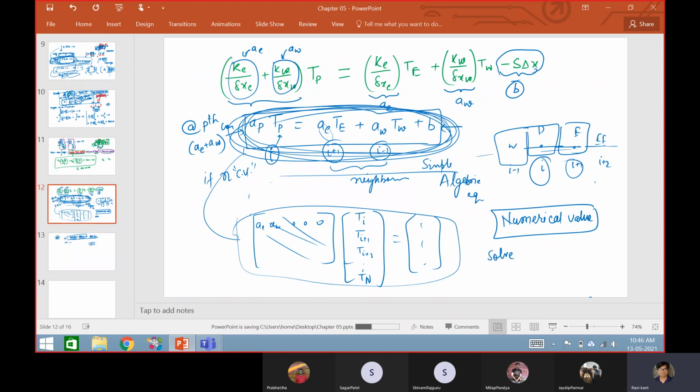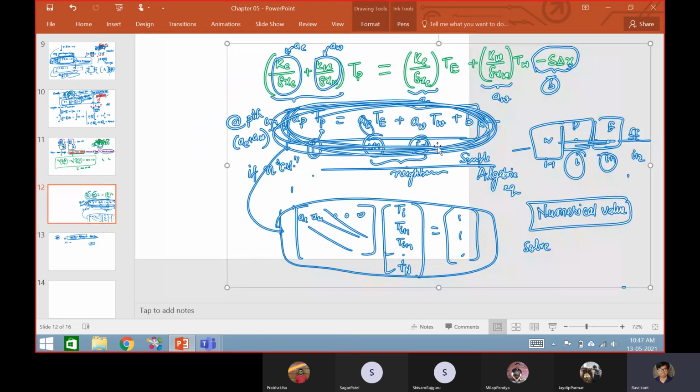Okay. So yes, this ends my discussion for today's lecture. When we take the numerical example, it will be more clear how things have been tabulated in this particular manner.